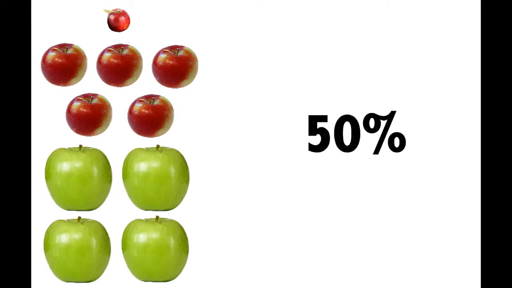Now have a look at these apples. We can count them pretty easily. There are 10 of them in total: 1 crabapple, 5 Macintosh, and 4 Granny Smith. Therefore, we have 10% crabapple, 50% Macintosh, and 40% Granny Smith.